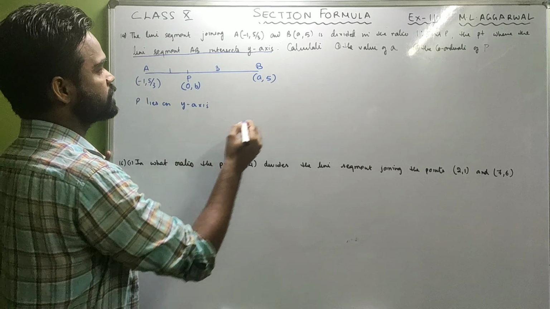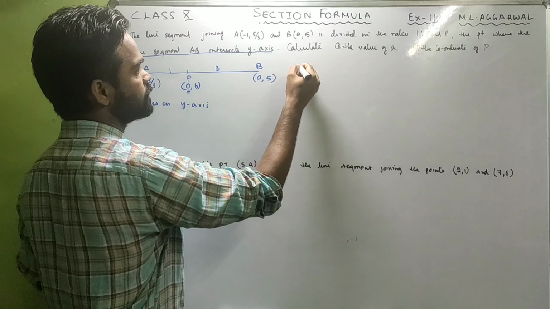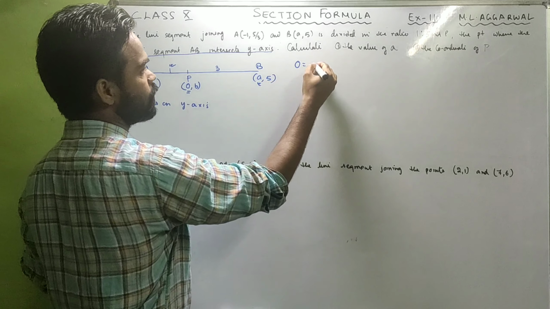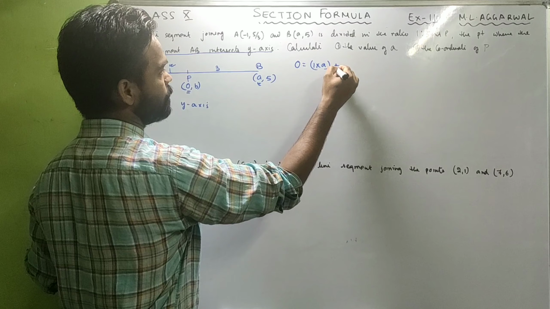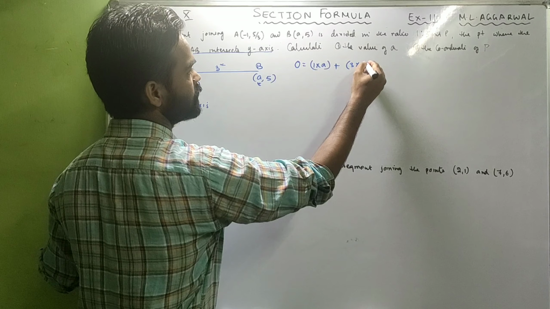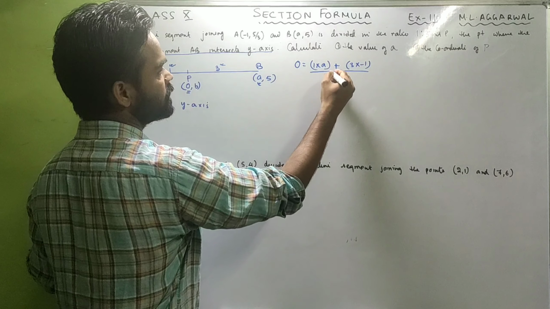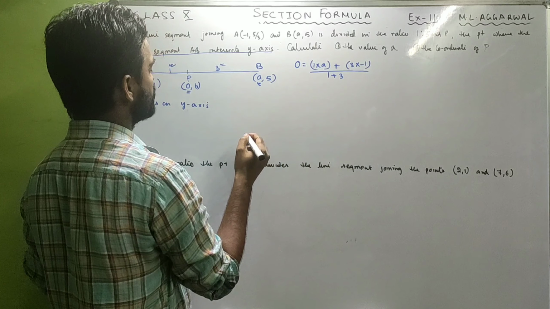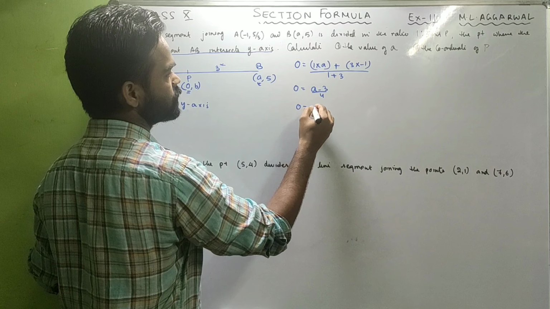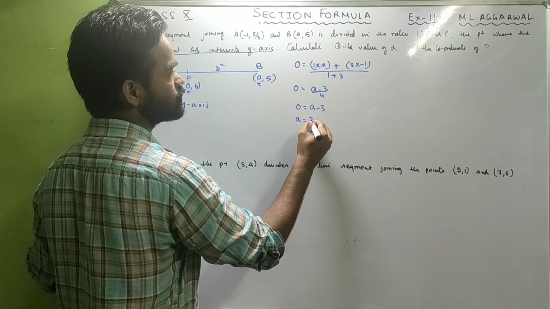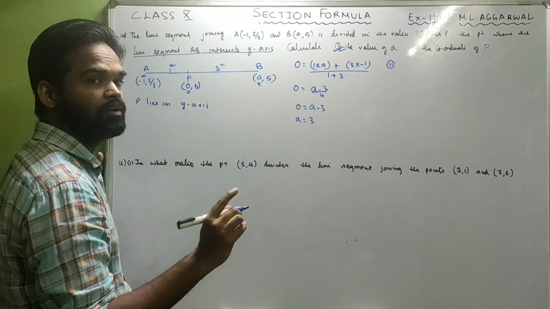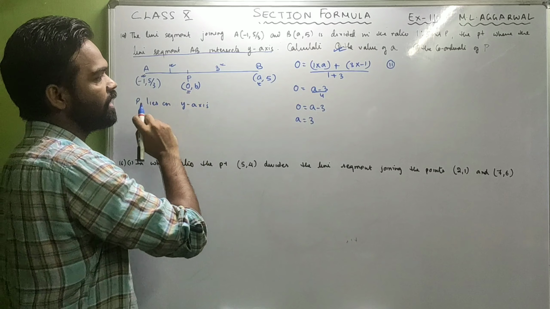Very easy. First of all, x equals mx2, that's 1 multiplied by A, plus nx1, that's 3 multiplied by minus 1, by m plus n, that's 1 plus 3, which means 0 equals A minus 3 by 4, which means 0 equals A minus 3, which means A equals 3. Got the value of A? The coordinate of P is 0 comma B. Just find y, which is B.